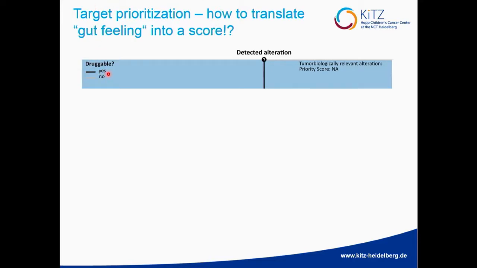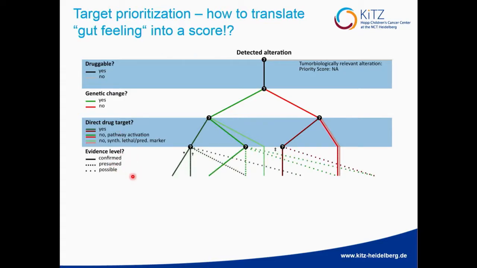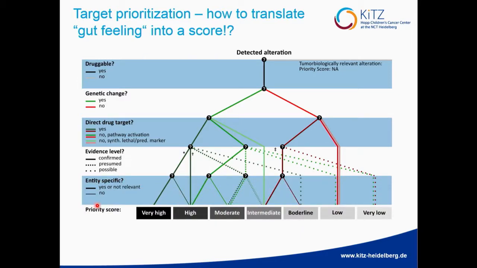So the first question, obviously, is this gene or this alteration druggable, yes or no? Then the second question that we are asking: is it a genetic change or is it an overexpression of the candidate gene? Is it a direct or an indirect drug target? What is the evidence level from the literature, from our own or unpublished preclinical data, or from clinical data, even better? And is it an entity-specific hit, or is it something that was never described for this entity before? And then we assign a score between very low and very high to each of these individual changes that we are finding.